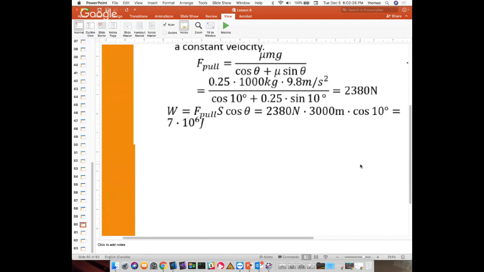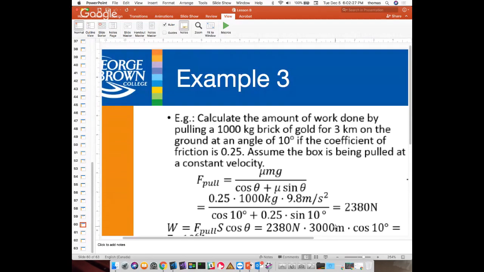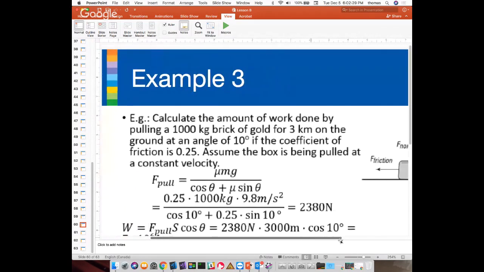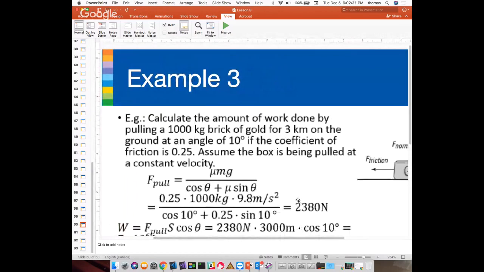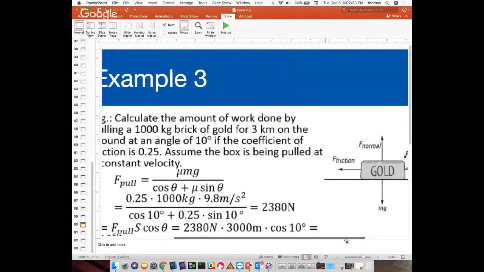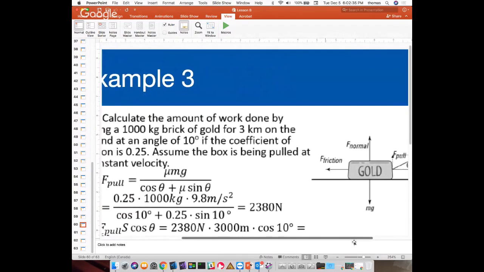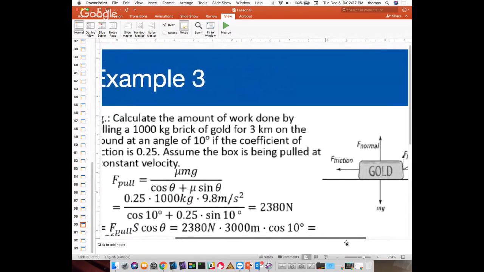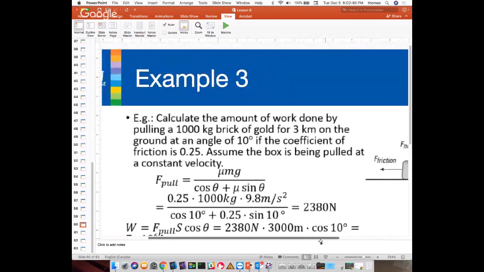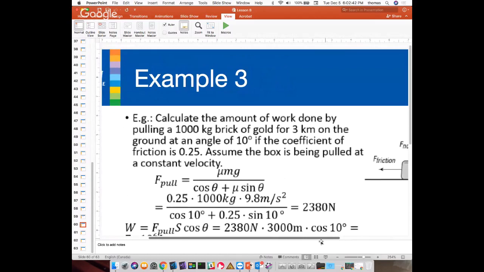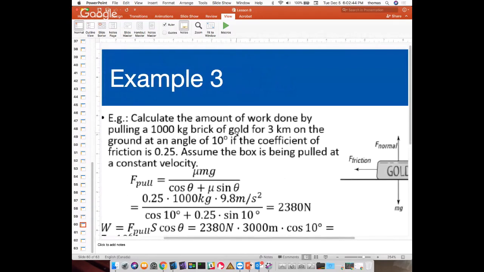All right, here's the next one. Calculate the amount of work done by pulling a 1,000-kilogram brick of gold. I like that one. I want a 1,000-kilogram brick of gold. How about that? That'd be awesome. 1,000 kilograms? Come on. That's huge. On the ground at an angle of 10 degrees if the coefficient of friction is 0.25. All right? Assume the box is being pulled at a constant velocity.